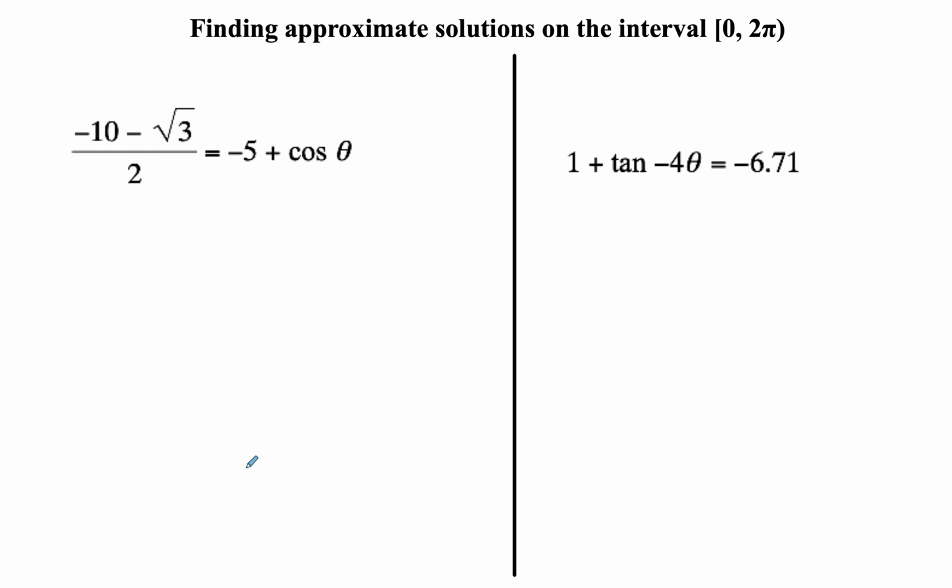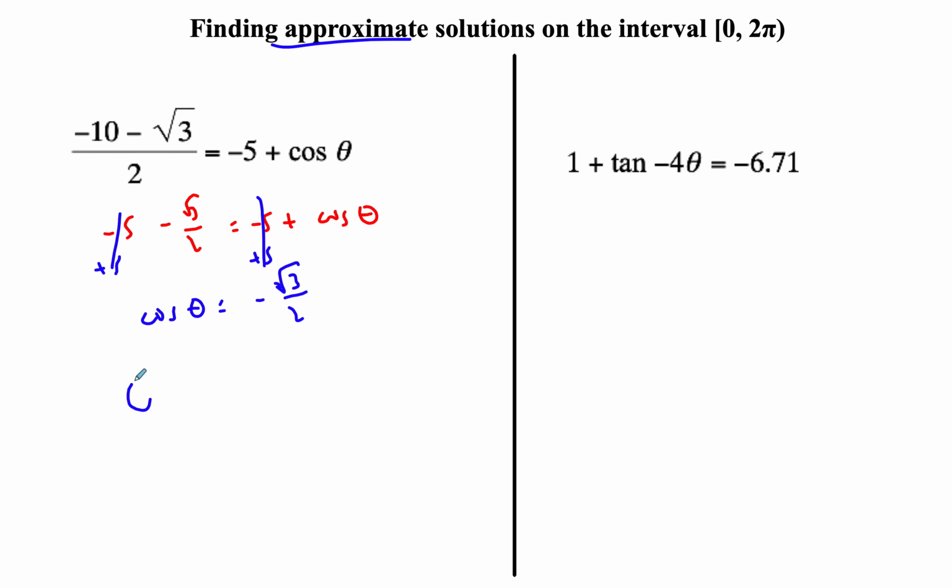Okay, so you're hoping that they actually solve it for all approximate solutions. So here's what this would look like. You're going to love this. Negative 10 divided by 2, that's negative 5. Negative root 3 over 2. Negative 5 plus cosine theta, right? So first I'm going to add 5 to both sides. So I'm going to get cosine theta equals negative root 3 over 2. Now, yeah, technically we could write this in terms of pi, but it wants approximate, so I'm just going to go ahead and run the numbers.